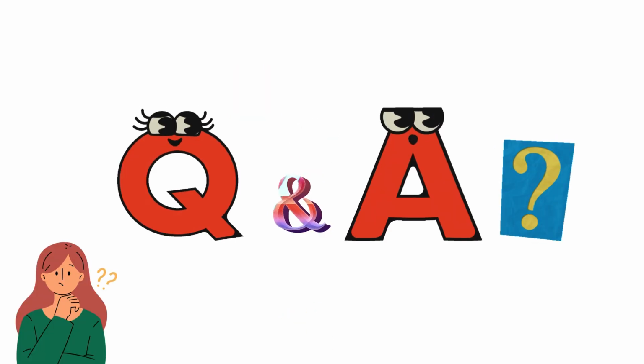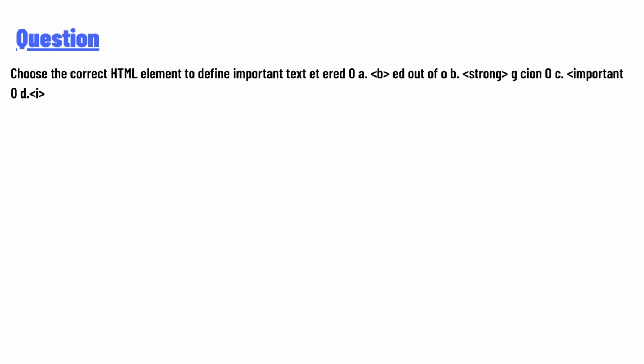Our today's question is, choose the correct HTML element to define important text. A, em. B, strong. C, important. D, i.